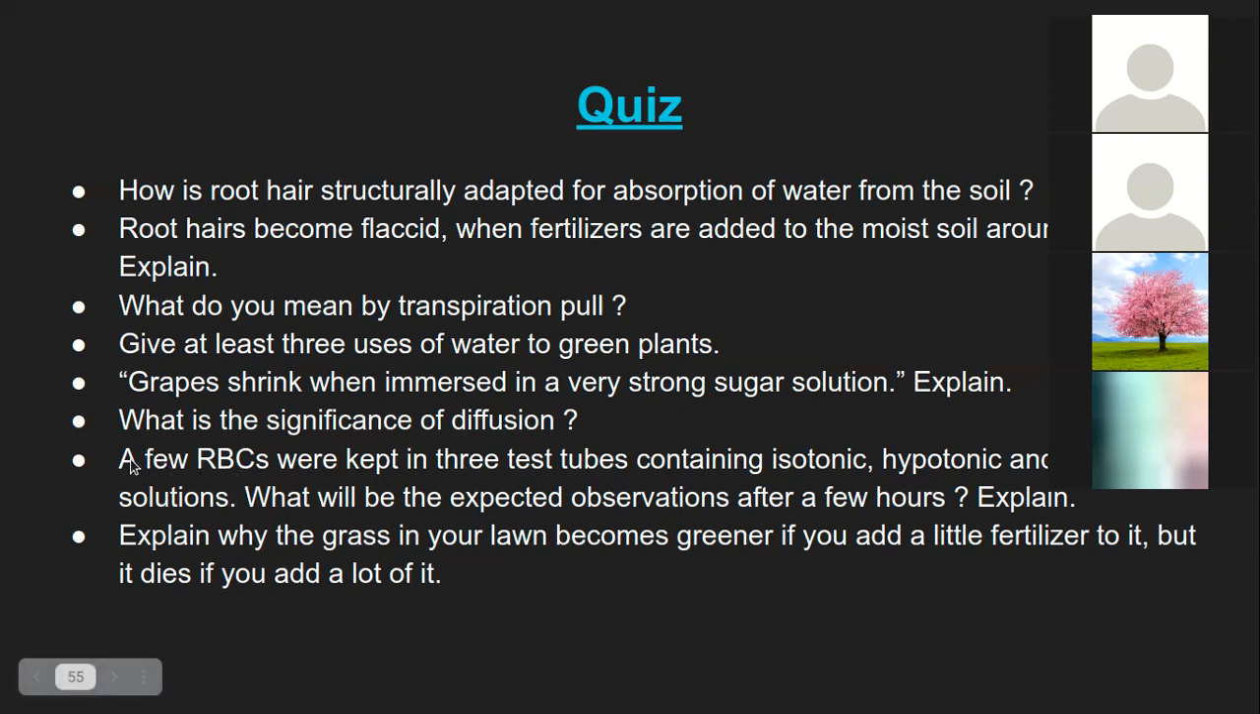The second last question: a few RBCs were kept in 3 test tubes. Now this is again a very interesting question. So a few RBCs, that is red blood cells, were kept in 3 test tubes containing isotonic, hypotonic and hypertonic solution. What will be the expected observations after a few hours? And you have to explain why.